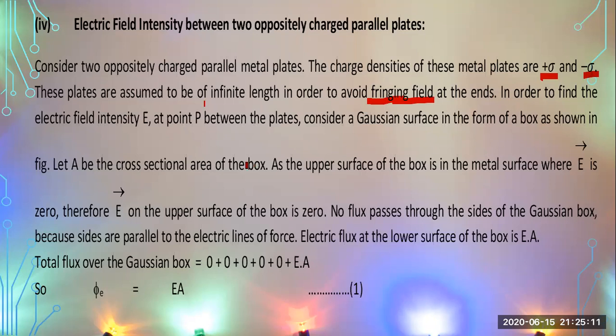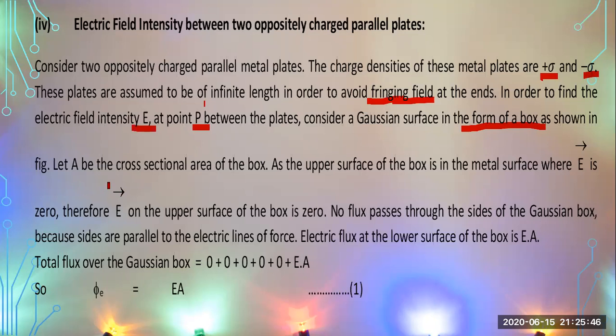In order to find the electric intensity E at a point P between the plates, consider a Gaussian surface in the form of a box. Why do we consider a box? The plates are already there. What is the purpose of creating a box? Because unless we consider a closed surface, and these plates are not a closed surface, we can't apply Gauss's law. To apply Gauss's law, we have to consider a closed surface. That's why a box is taken.